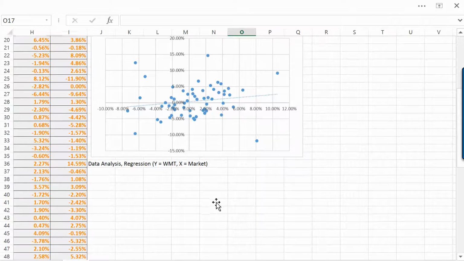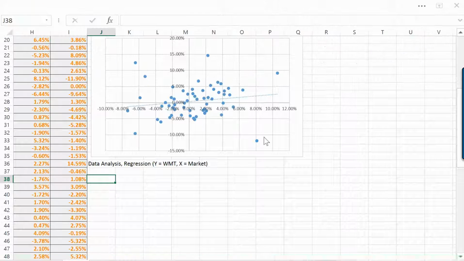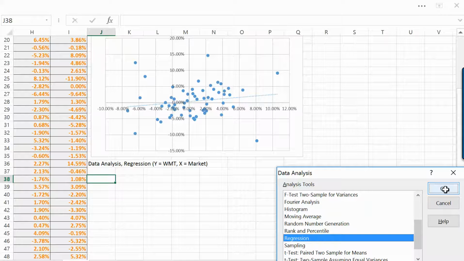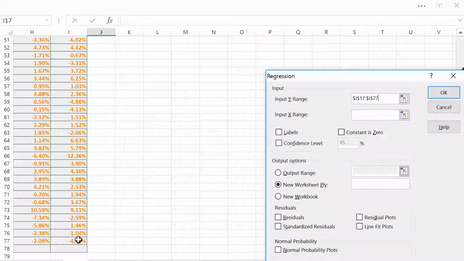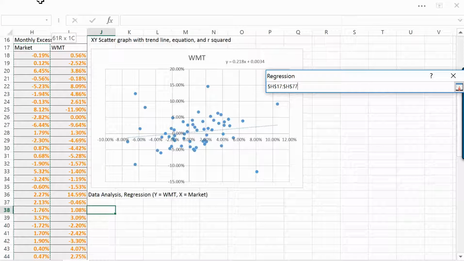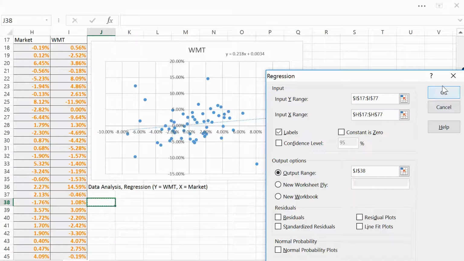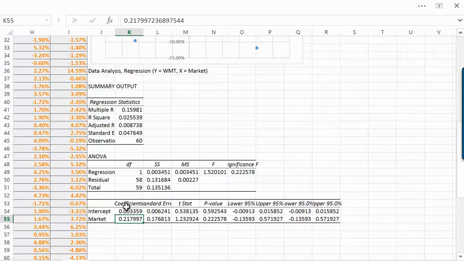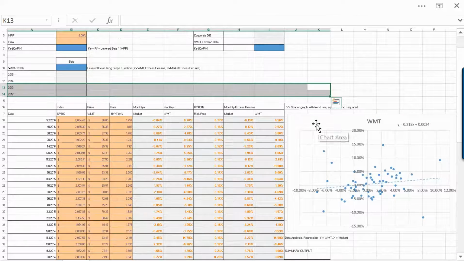Now I could run a regression analysis. I like actually doing it graphically. I could do an insert or do a data analysis, run a regression where I put in my y variable, which is my Walmart returns, put in my x variable, which is my market returns. Now I'm going to leave the label there and click on label, and I could put the output right here, and here's my regression. There's my 0.218 coefficient to the market, and there's my r squared, what percentage of the variation in Walmart is explained by the market, and that's about 16%. So this is my measure of historical beta or regression beta.